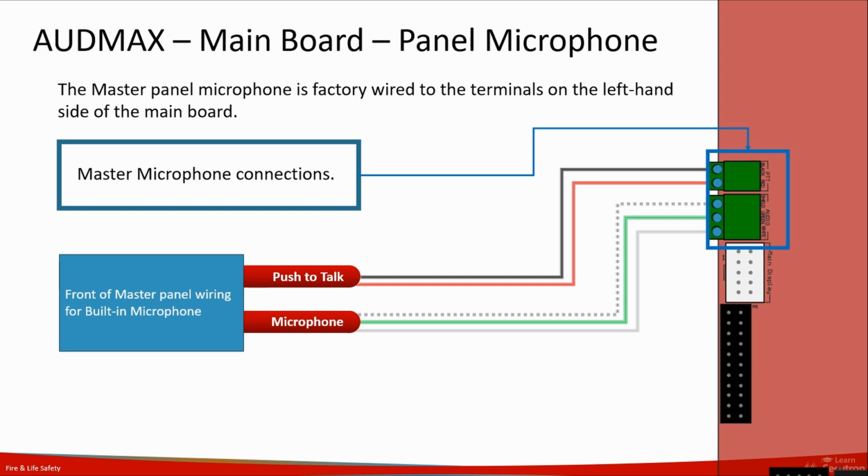The master panel comes equipped with a factory-installed microphone wired directly to terminals on the left side of the main board. This built-in microphone allows for live paging and announcements to the configured zones. The microphone's connection is integral to the system's operation, ensuring reliable communication during emergencies.